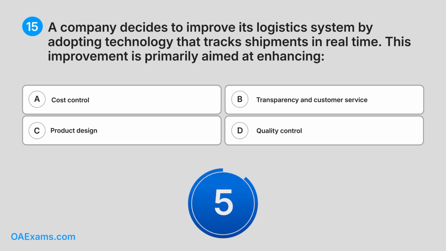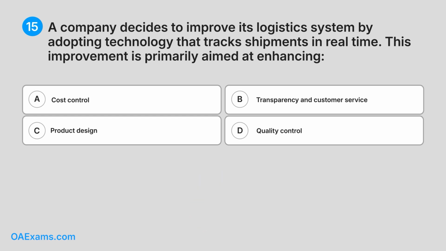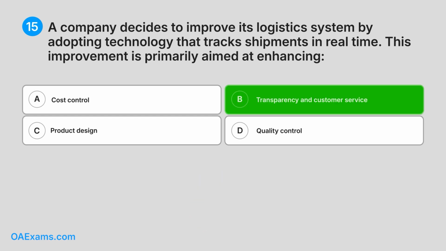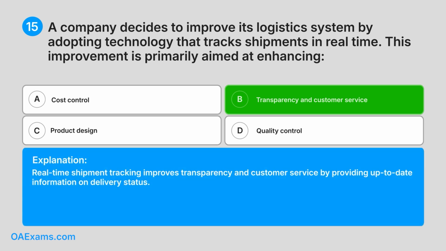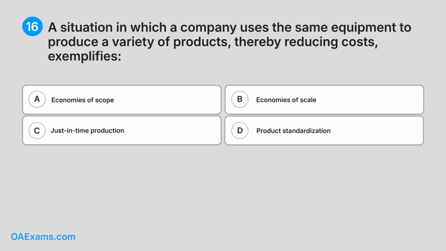Can you guess the answer? Correct answer, B. Transparency and customer service. Explanation: real-time shipment tracking improves transparency and customer service by providing up-to-date information on delivery status. 16. A situation in which a company uses the same equipment to produce a variety of products, thereby reducing costs, exemplifies A. Economies of scope.